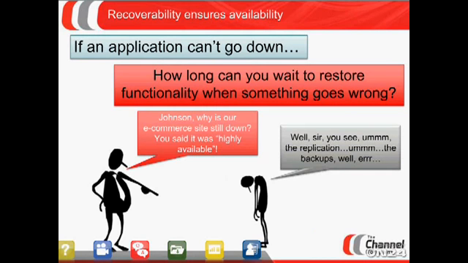So if an application can't go down, the fundamental question is how long can you wait to restore functionality? We've identified these applications and sites as utterly mission critical and in need of the investment for high availability. How long can we wait for them to be recovered?